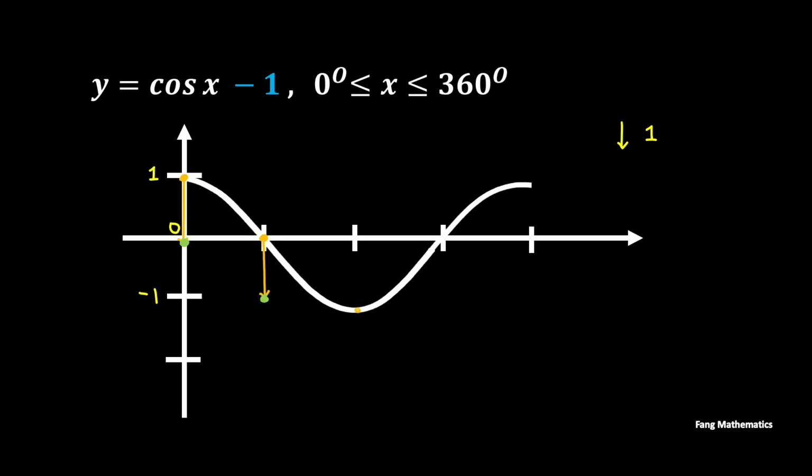And you have this coordinate here that has the y value minus 1. You are to shift down for 1 unit. Then this point, shift down for 1 unit. And we are to join the points.